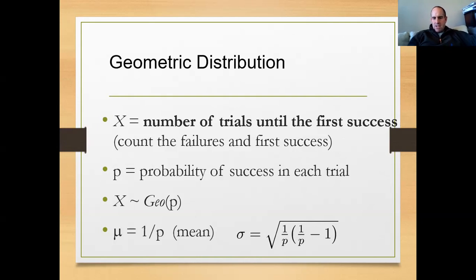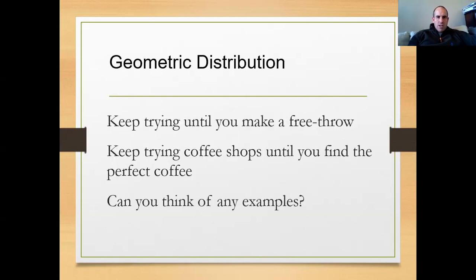All right, so here are a couple of examples. Keep trying until you make a free throw. Every one of those trials is independent. I keep shooting until I make a free throw. Or maybe keep shooting until you miss a free throw. You count the total number of free throws, including that last miss. That would be a geometric distribution. There's a silly example about coffee shops: keep trying different coffee shops till you find the perfect coffee.